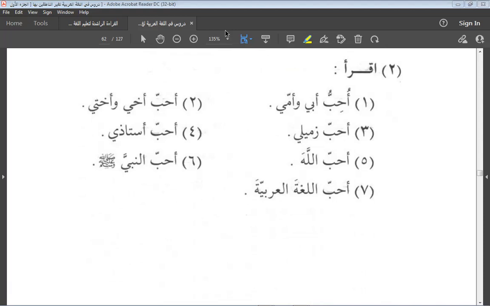I think we did something about the verbal sentence, you having the verb, the doer, and then the object taking a fatha. I don't know if I mentioned it.